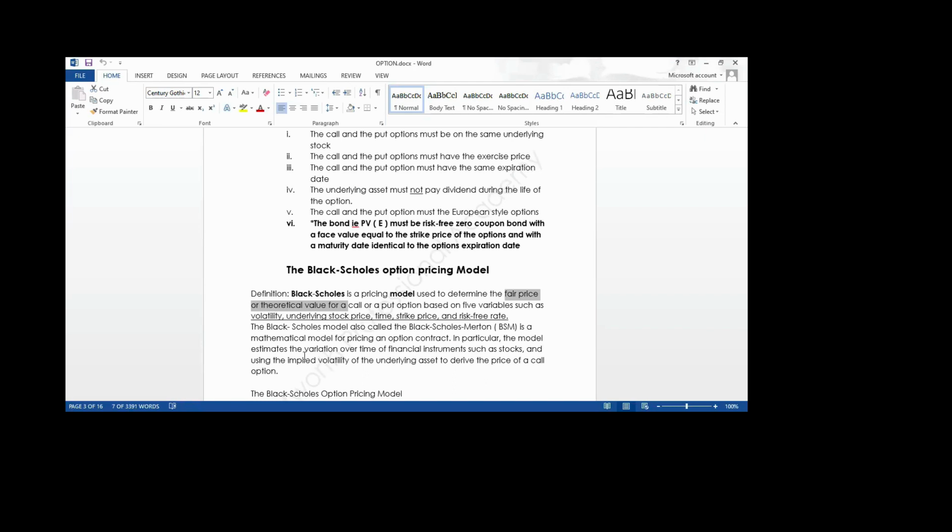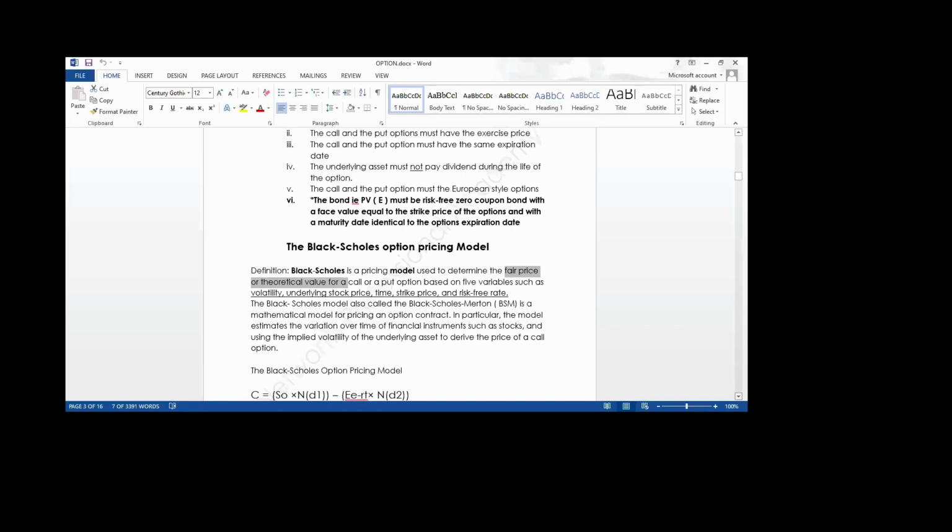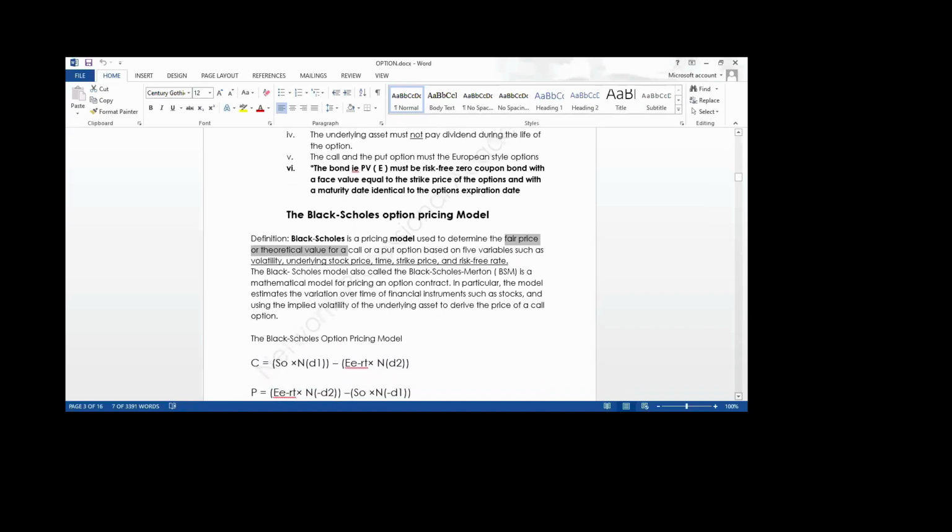Number 1, the underlying asset price. Number 2, the exercise price. Number 3, the time to maturity. Number 4, the risk-free rate. And number 5, the volatility.